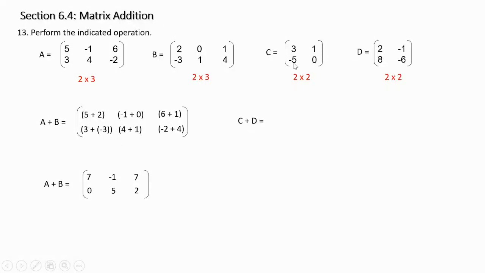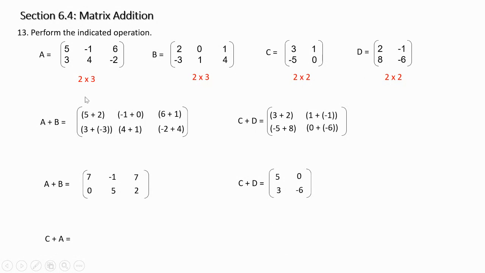Okay, now can we add C plus D? C is a 2x2 and D is a 2x2. So yes, we can add them. So it'll be 3 plus 2. 1 plus -1. -5 plus 8. And 0 plus -6. So they will give me 5, 0, 3, -6. So that's the result of adding C plus D.